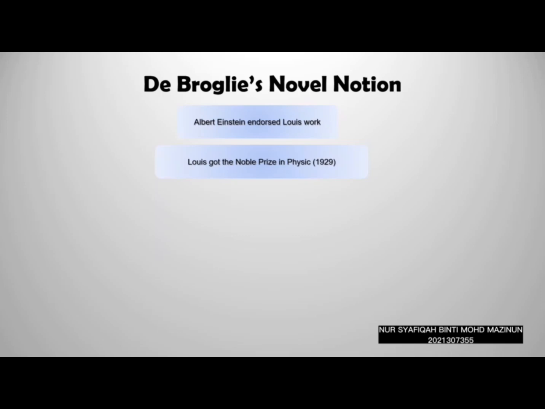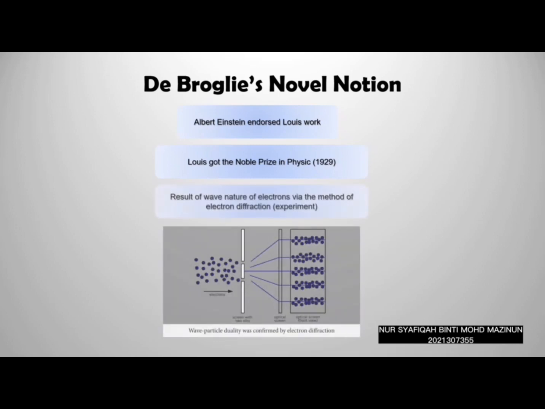In 1929, Louis got the Nobel Prize in Physics, which was the result of his theory with some following experiments that proved his theory and laid the foundation for the development of quantum mechanics. The wave nature of the electron was experimentally confirmed in 1927 by two independent laboratories in Scotland and the USA via the method of electron diffraction.